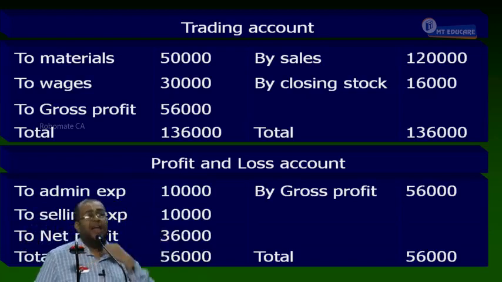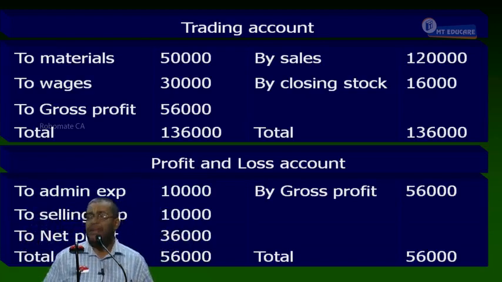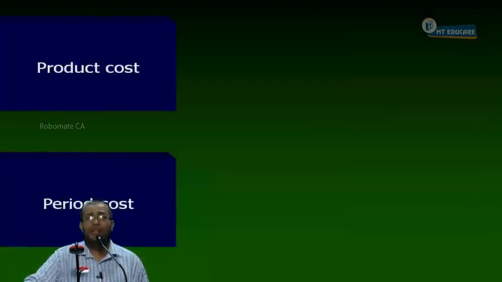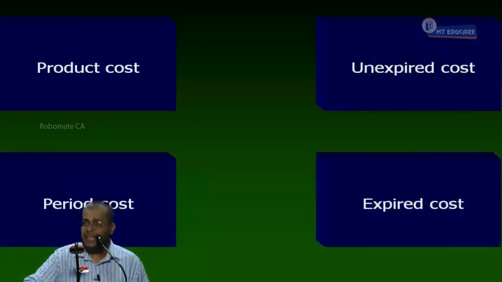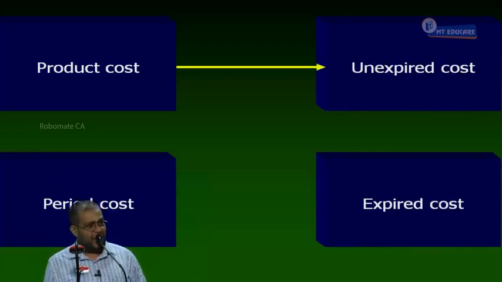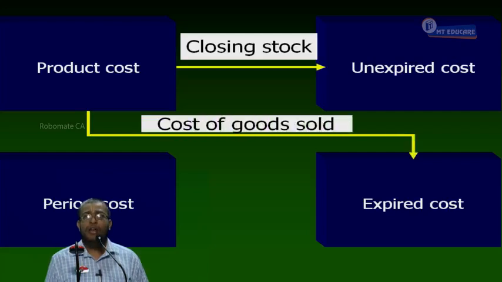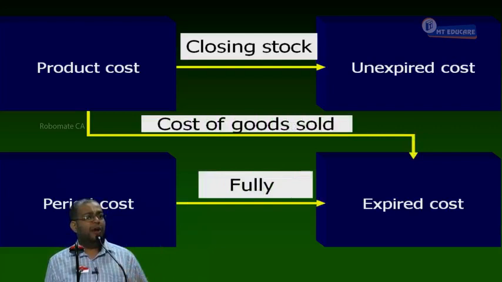And in accounting terms, to put it simply, trading account costs are all product cost, and P&L account costs can be called what? Period cost. Yes or no? Now look at this. There are two types of cost: product cost and period cost. Unexpired cost and expired cost. Tell me, product cost remains unexpired to the extent of what? Closing stock. Expires to the extent of what? Cost of goods sold. Period cost expires what? Fully. That is the difference between product cost and period cost.